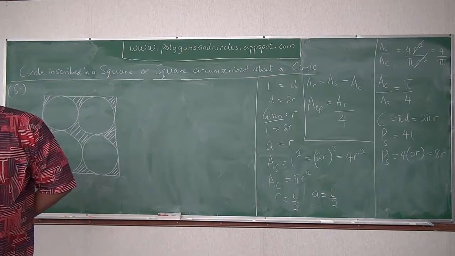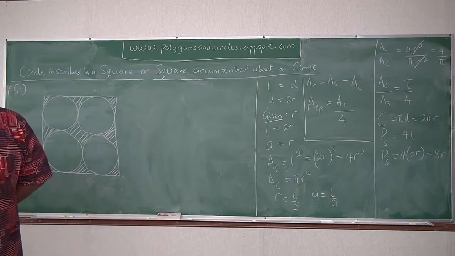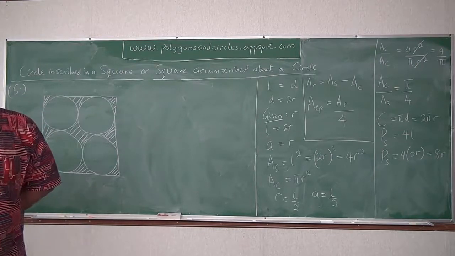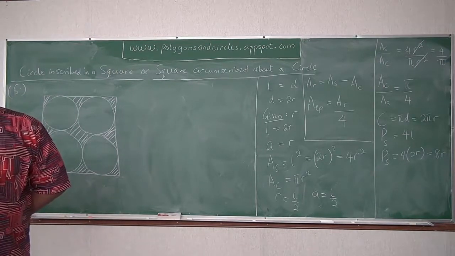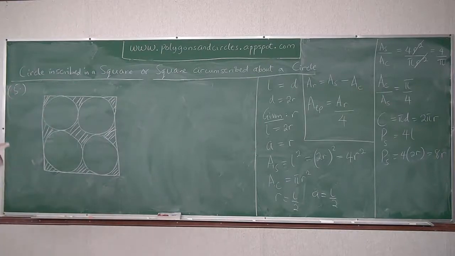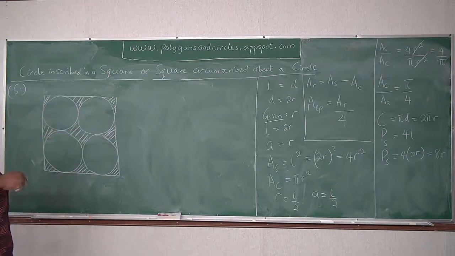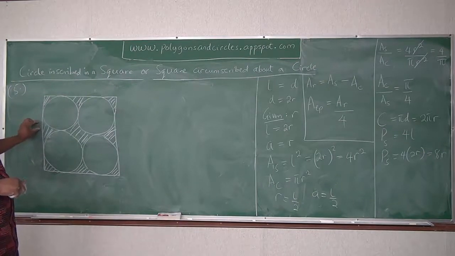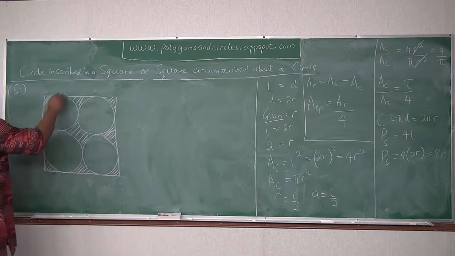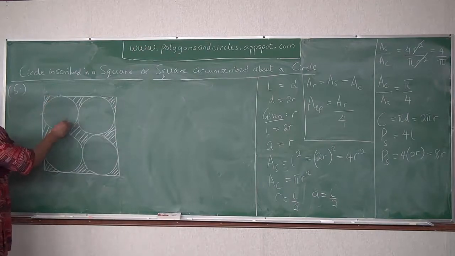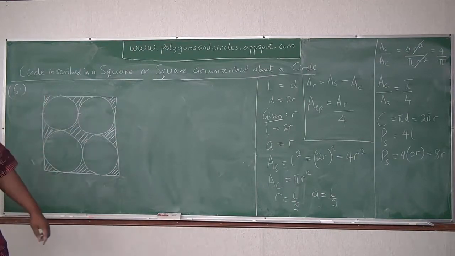Each circle is tangent to 2 other circles and tangent to 2 of the edges of the square. This circle is tangent to this circle and this circle, and tangent to two other edges of the square. Also tangent to this and tangent to this. So, like this. And also tangent to this. Okay? Something like that.